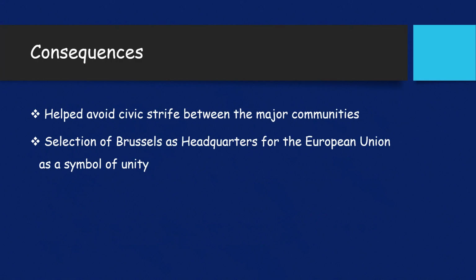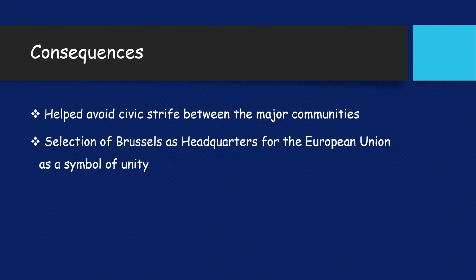Now we're going to see the consequences. Once the government tried to accommodate or share power, and when all the communities tried to share power with each other, what were the consequences? First, it helped avoid the civic strife between the major communities, like the way we saw in Sri Lanka. Because the minority community felt alienated there, it turned into a civil war. But here we see that this kind of a situation was averted.